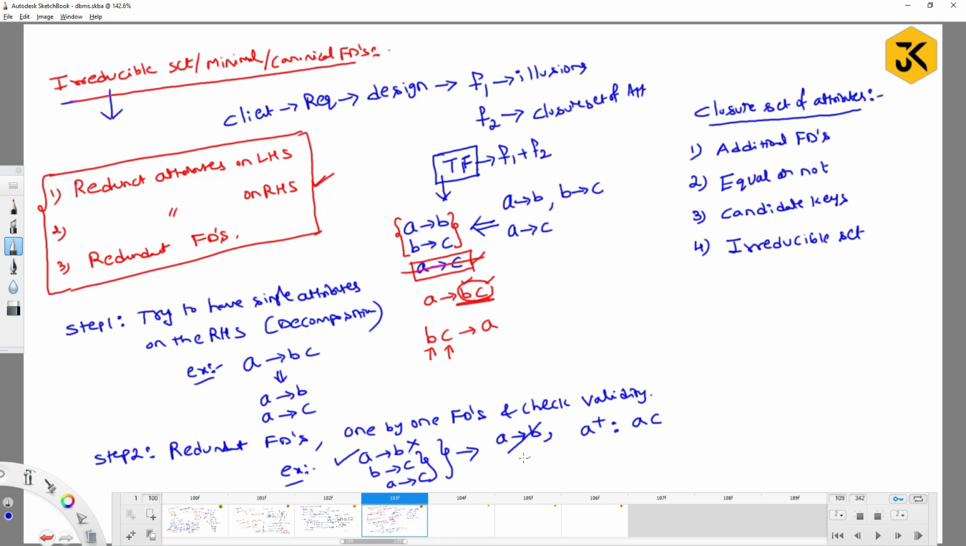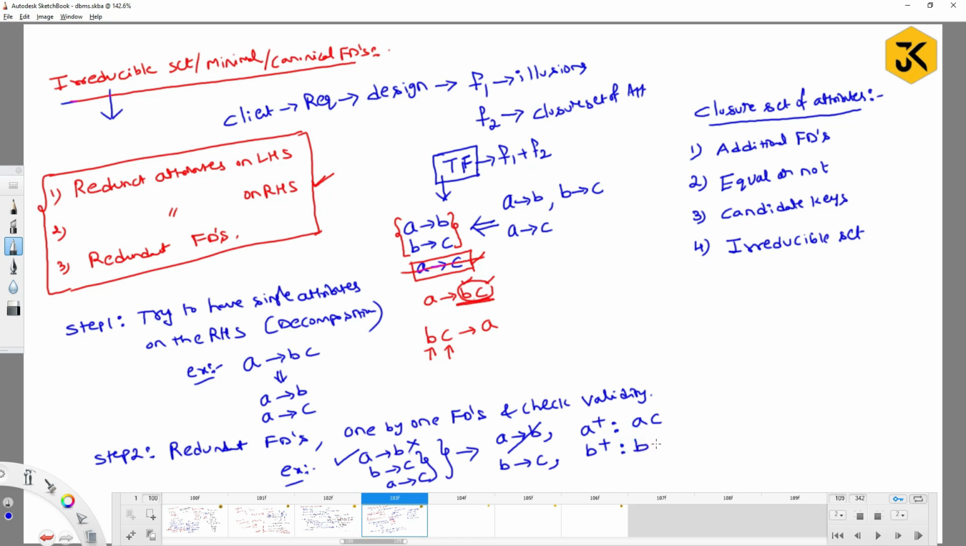For example, try to take out B determines C. Is this a valid one? Is it compulsorily required? Try to check. I will find the B closure. What is the B closure without B determines C?